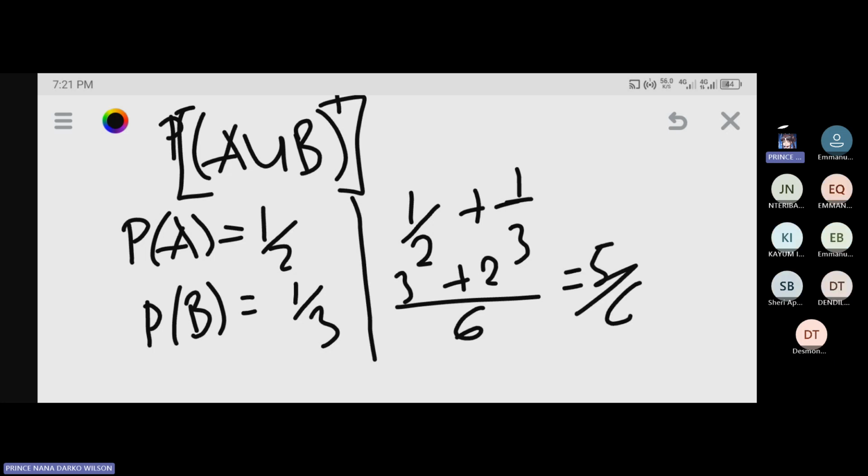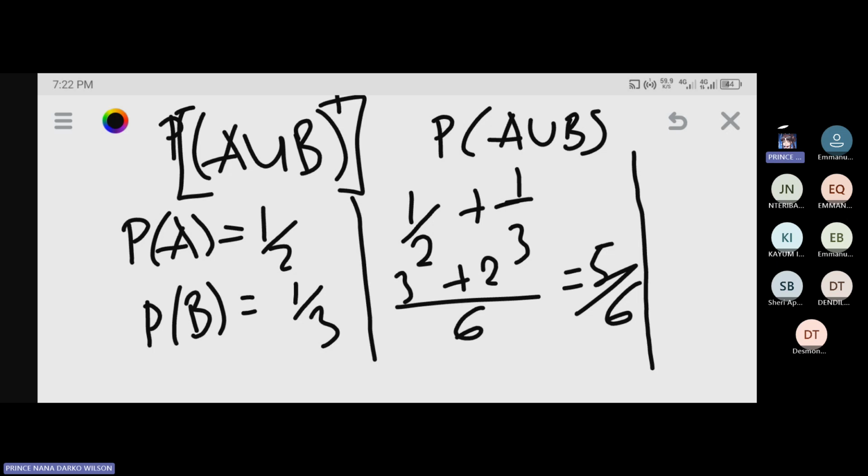So this is the probability of A union B. But the question didn't ask for this. It asked for the complement. So now we know the probability of this occurring, so what's the probability of this not occurring? That's going to be the total probability minus this value. So the probability of (A union B) complement is going to be 1 minus 5/6.